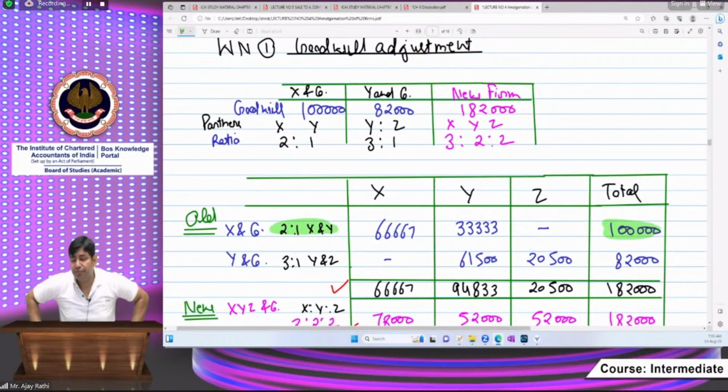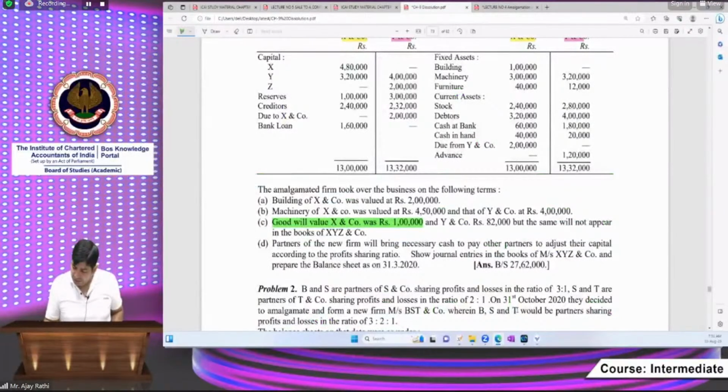Okay, beta. Now, same is the case with YN company. If YN company goodwill is there, that is 82,000, and it could have been distributed among the old partners, then definitely it could have been distributed in the old ratio.